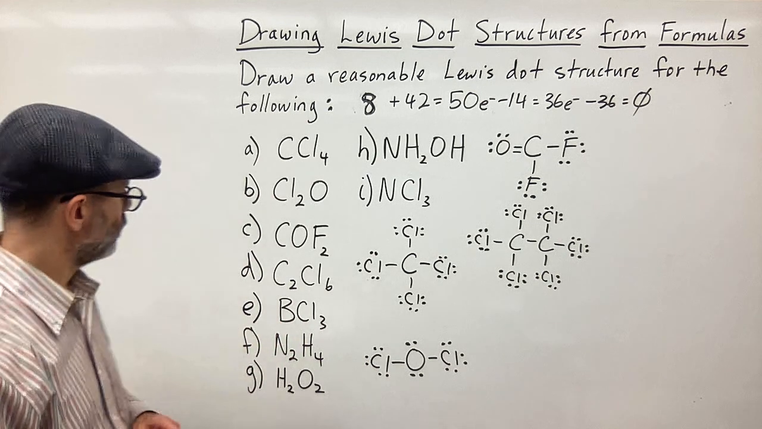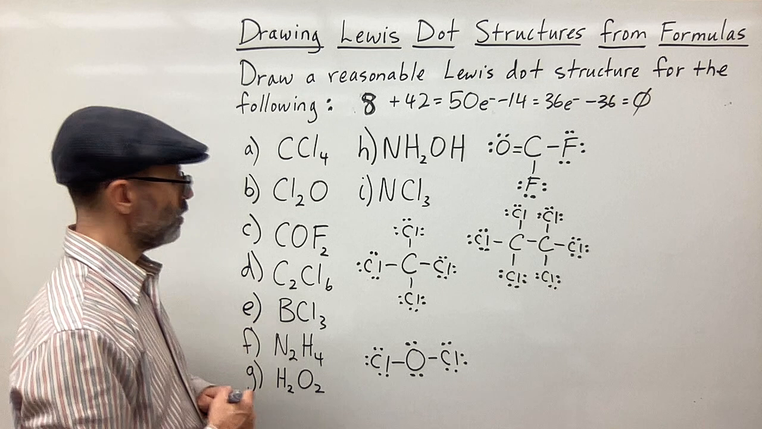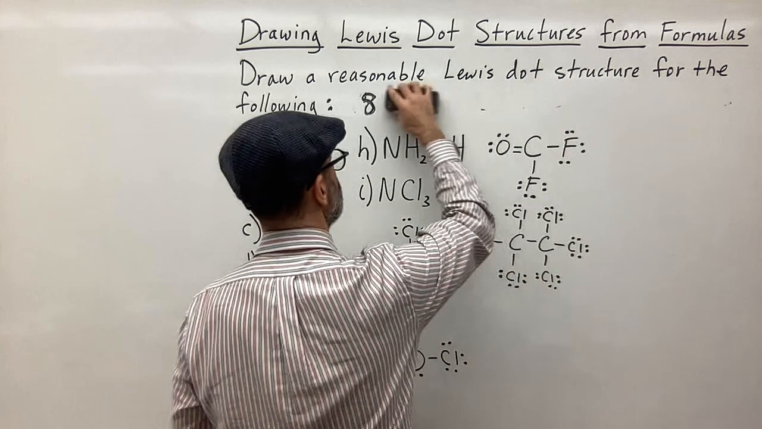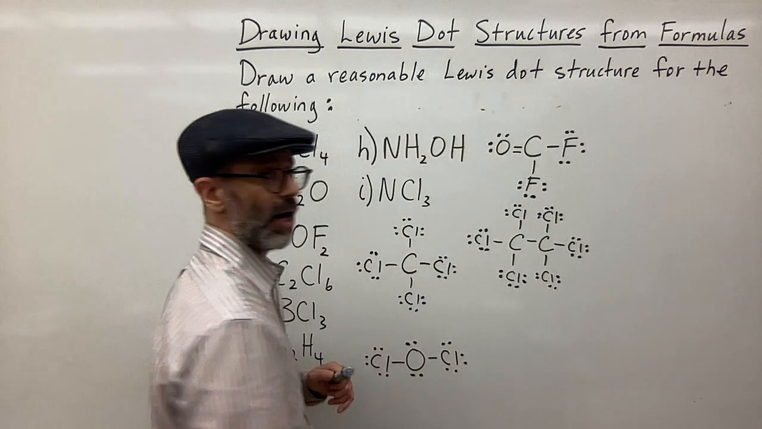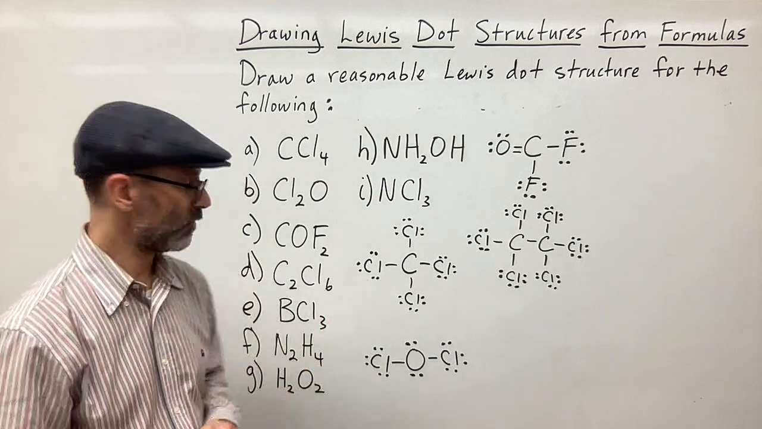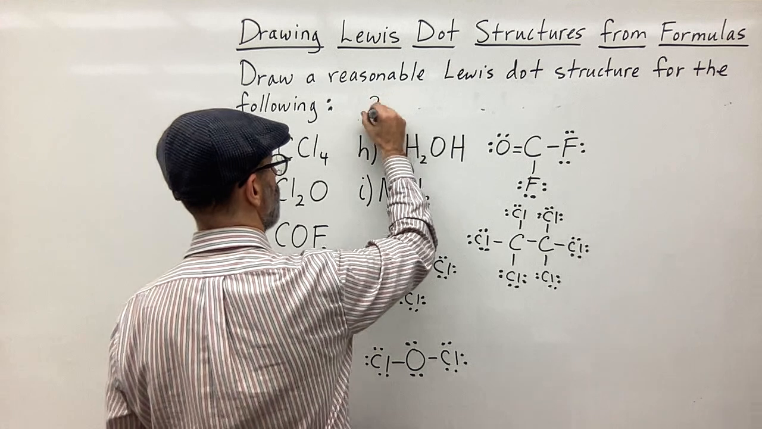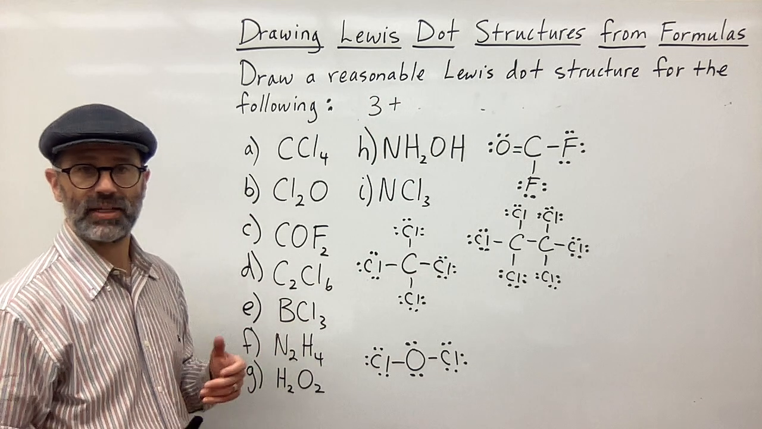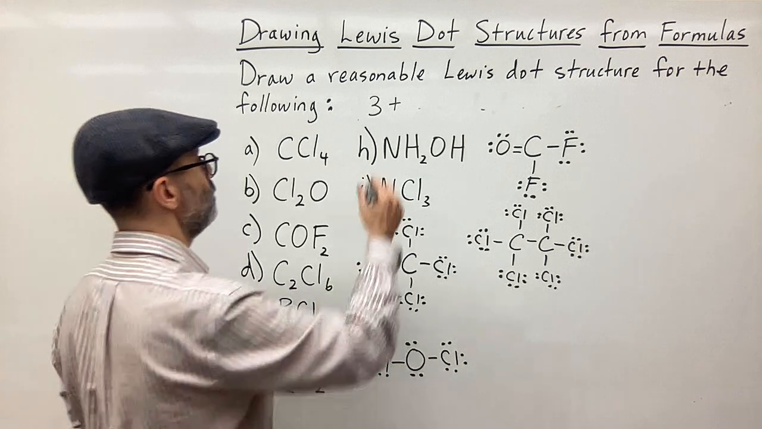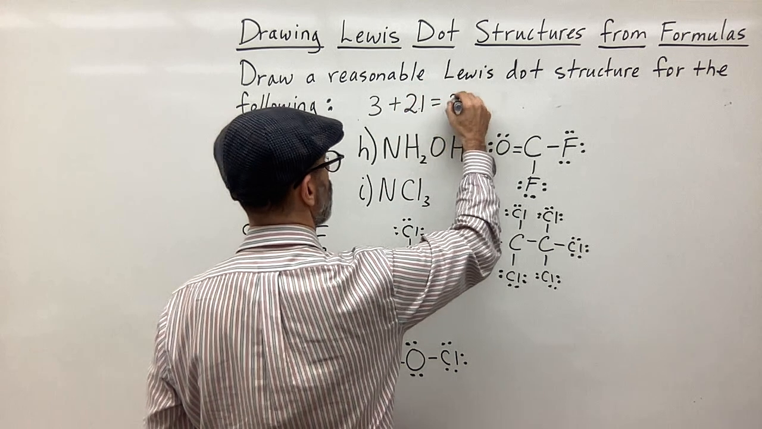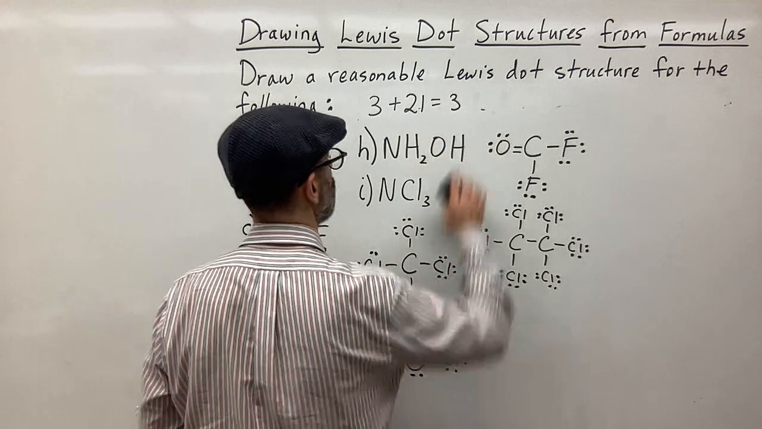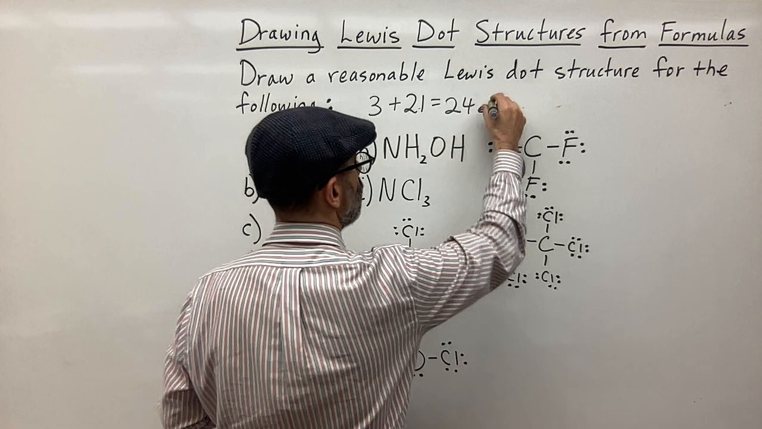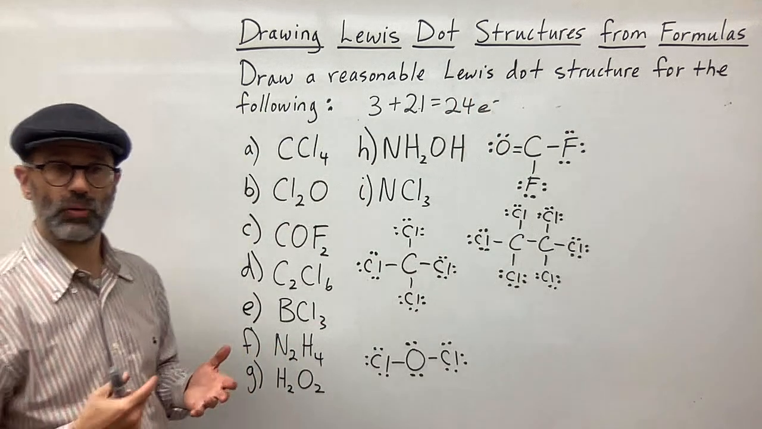Okay, next one. So E, BCl3. So again, got to add up the electrons. Boron is in group 3, so it has 3 valence electrons. We only have 1, so that's 3. And we have 3 chlorines. Chlorine is in group 7, so 7 times 3 is 21. So add that together, you get, oops, not 30. You get 24. So 24 electrons to work with.